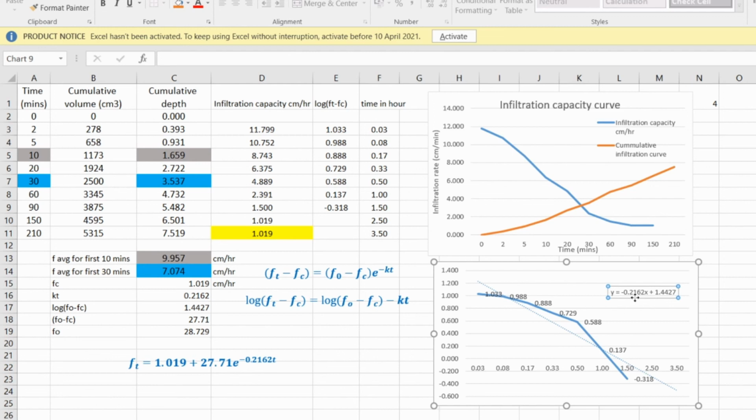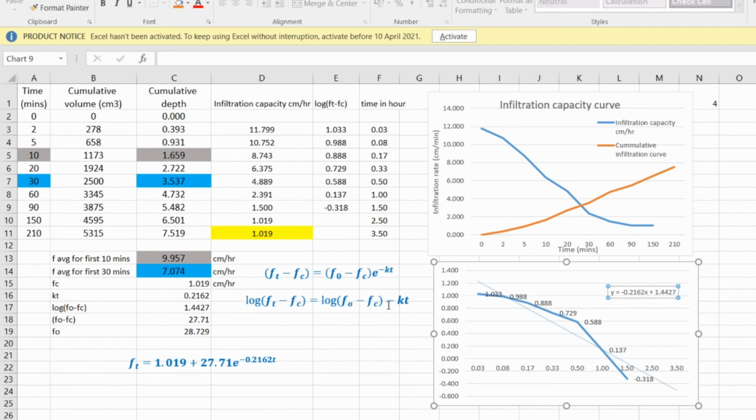What you need to do is determine these values. Once you draw this best fitting straight line and determine the slope of this line, it will give you the value of m. What is m here? I hope this is very clear to you. m is minus 0.2162. So that is the m value, and what is your c value? c is 1.4427. Now let us try to interpret from this equation.